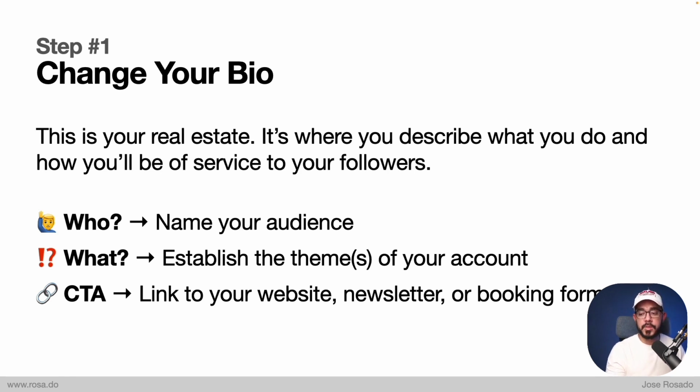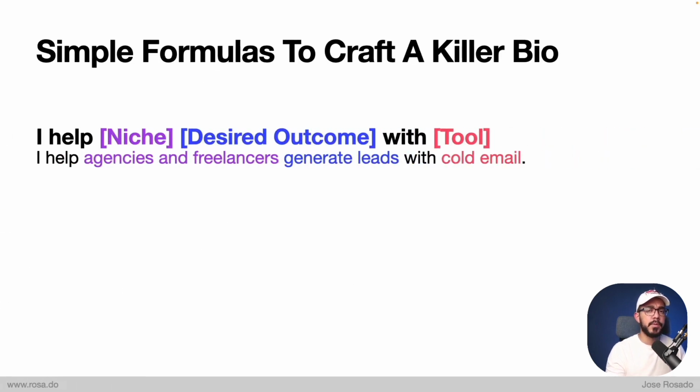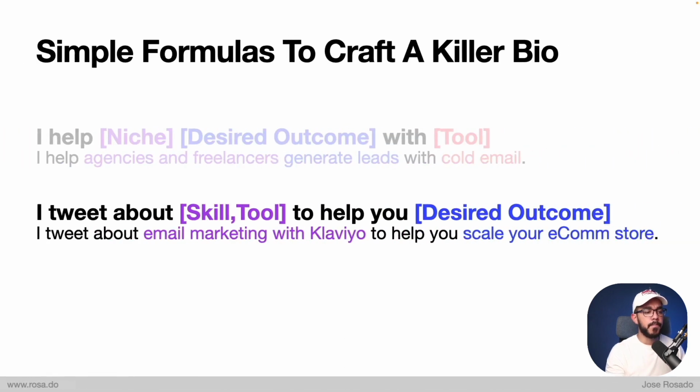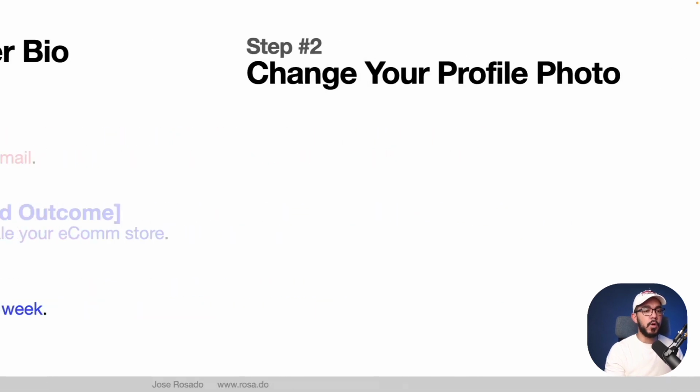And here are some simple formulas to craft your biography. It's really simple. I help niche to get desired outcome with tool. The example is I help agencies and freelancers generate leads with cold email. Or how about this one? I tweet about skill or tool to help you get this desired outcome. Screenshot this, take a photo if you must. Or a third example, I show you how to desired outcome. Screenshot this and take notes, okay? Let's go to step 2.